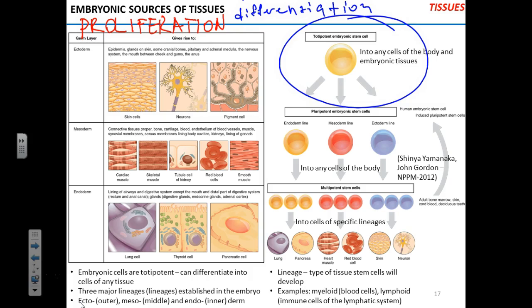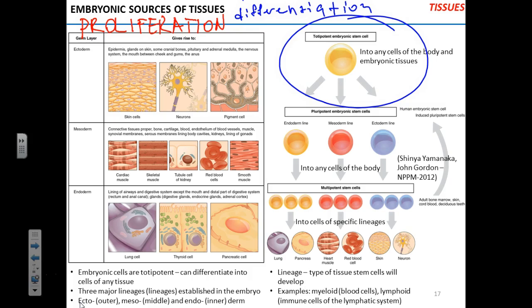Yes, go ahead. Not the function. You're right about multi-part, but not the function. When cells proliferate, what does that mean? Yeah, they become more numerous. That's it. When we say cells proliferate, they become more numerous. Proliferation means multiplication of the cells.